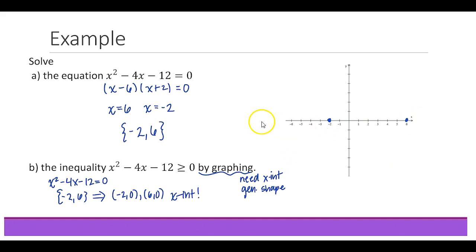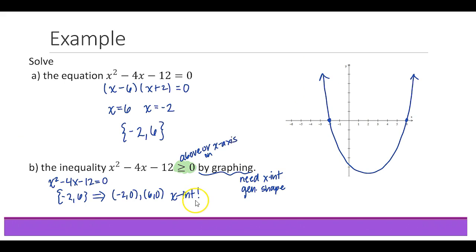So we have the x-intercepts. We know that it opens upward. So I'm going to go ahead and just sketch this upward facing parabola here. So we want to go ahead and interpret this greater than or equal to 0 on the graph. So that means I want to know when I'm above or on the x-axis, right? 0 is the x-axis. So if I want to figure out where am I above or on the x-axis, I'm going to go ahead and shade those pieces and then describe them using intervals.